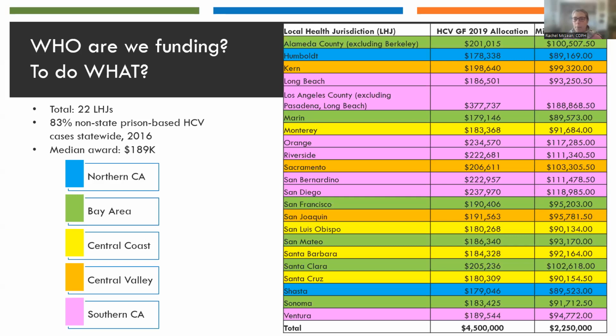The funding amounts that we're giving are not earth-shattering. It's about $200,000 for each jurisdiction, and they have to give half of that to a CBO. So it's really just kind of a down payment on some of the services that are really probably needed. But this does represent the jurisdictions that cover 83% of non-prison-based Hep C cases statewide.